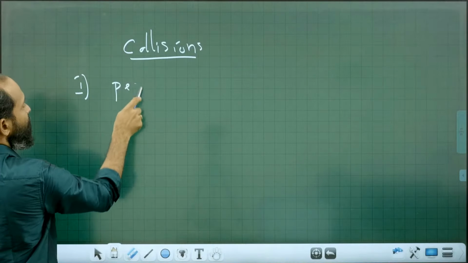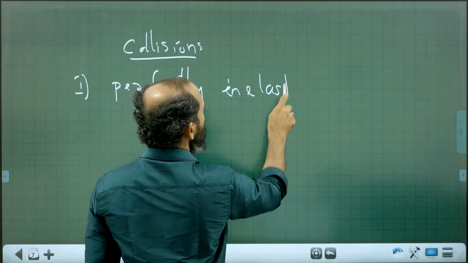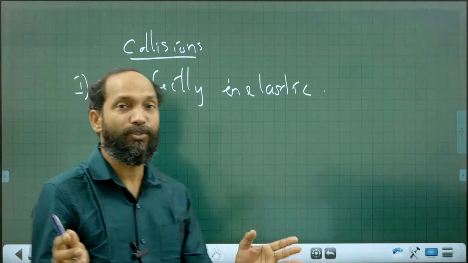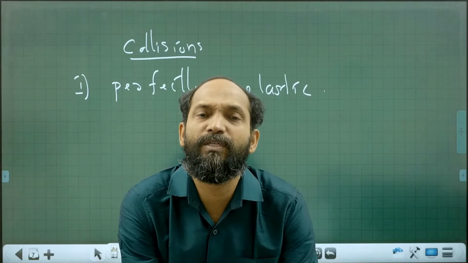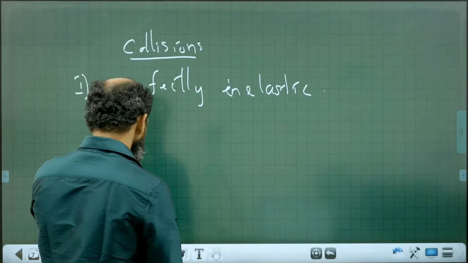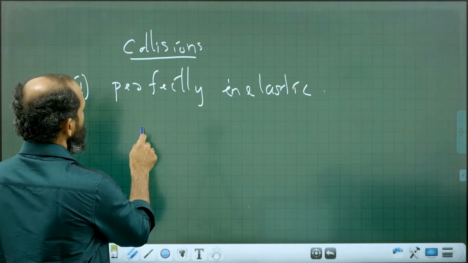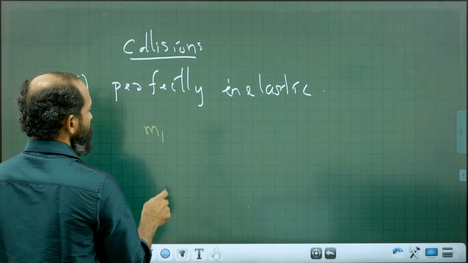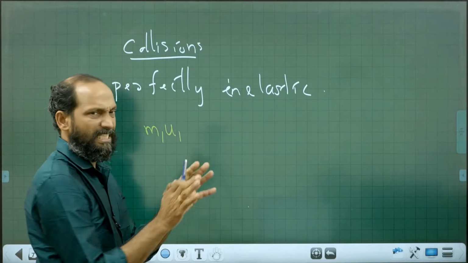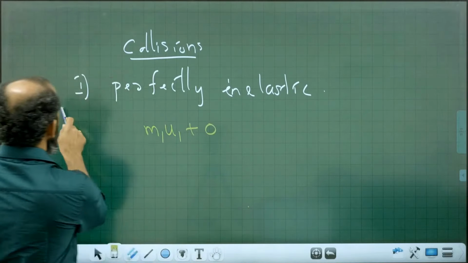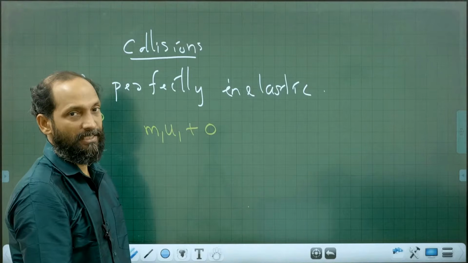Perfectly inelastic collision. Let us discuss it. A perfectly inelastic collision is that collision in which the colliding bodies move together or stick together. Whatever the number of colliding bodies, they will move together after collision. If the first body is of mass m1 moving with speed u1, and the second body is at rest, so u2 equals 0, that is the total momentum before collision.